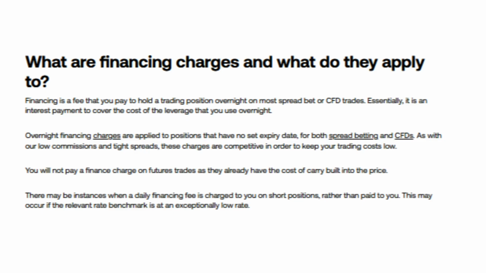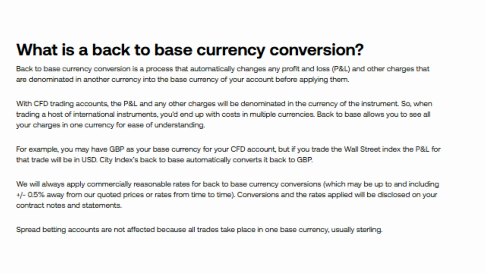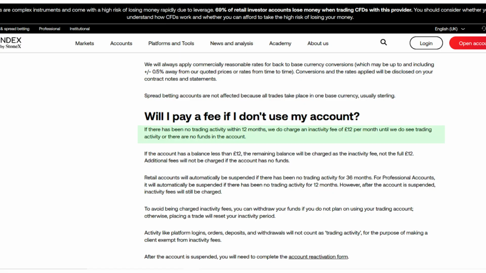If you hold a position overnight, you will pay overnight financing charges except on futures trades. Also, when you hold a short position on shares, you will be charged borrowing fees. And before your profit or losses are converted into your account-based currency, you will be charged a currency conversion fee. Plus, leaving your account to be inactive for 12 months attracts a £12 fee, and after 3 years of inactivity, your account will be suspended.